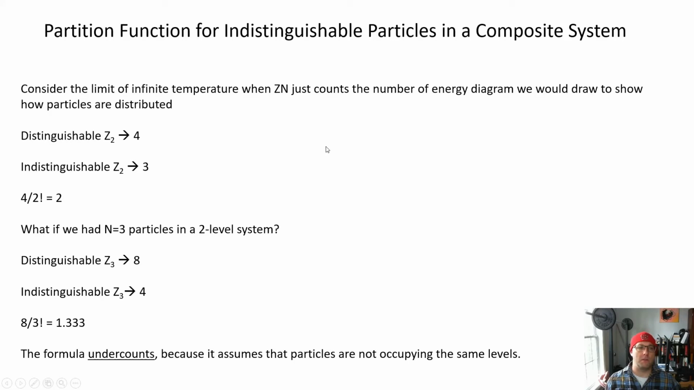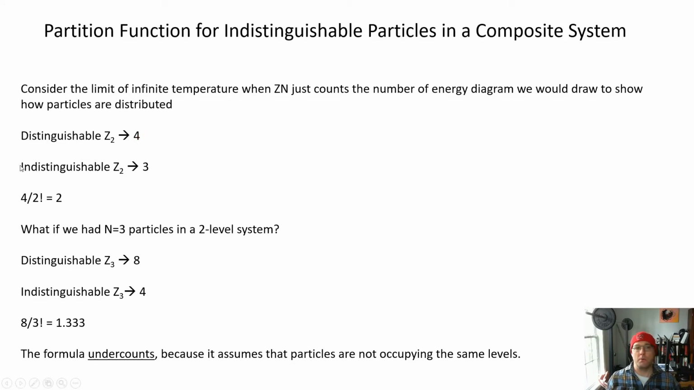So let's just consider some examples of how this goes. Let's consider the limit of infinite temperature, where our physical interpretation of Z sub n just counts the number of energy diagrams that you would have to draw to show how the particles are distributed. Because each Boltzmann factor associated with each diagram will give you a contribution of exactly 1, and you just add them all up and it just counts. So for the distinguishable case, Z2 goes to 4. There are 4 diagrams for the 2-level system.